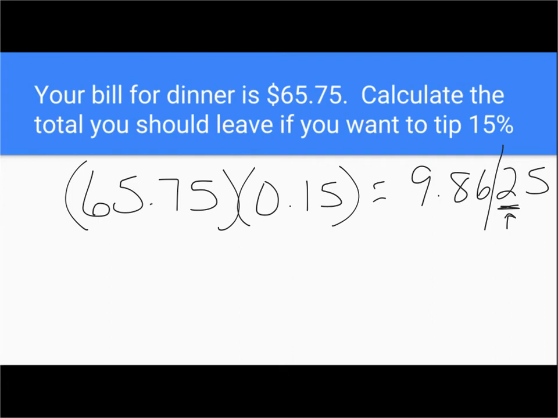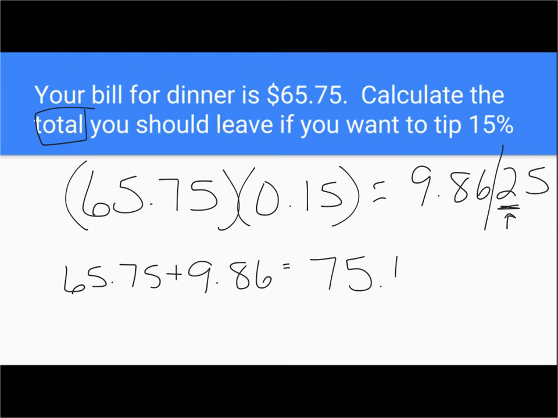A 2 says stay the same, so $9.86 is going to be your tip, and it says calculate the total you should leave, so we're going to do $65.75 plus $9.86. $65.75 plus $9.86, and we end up leaving $75.61 if we wanted to tip exactly 15% of the bill.